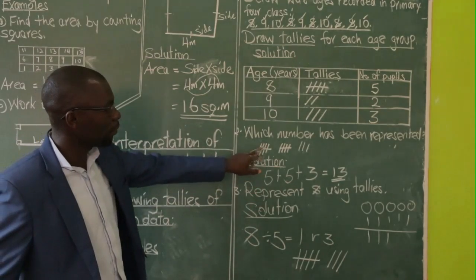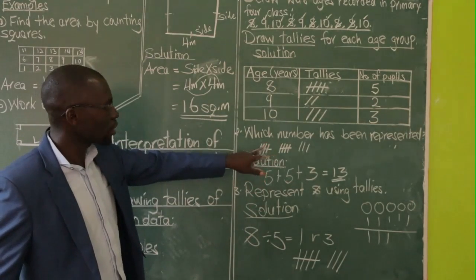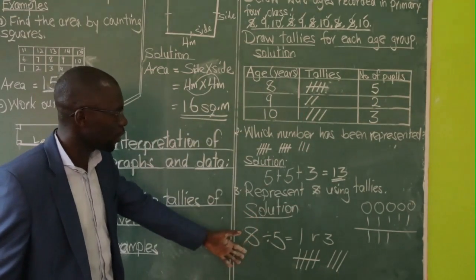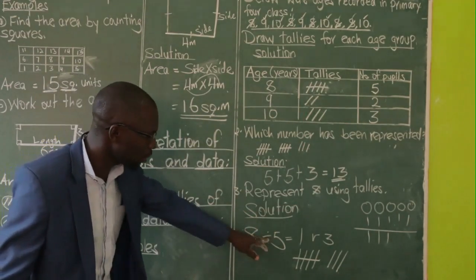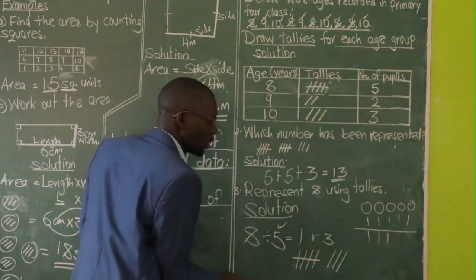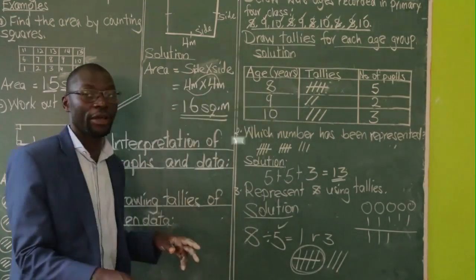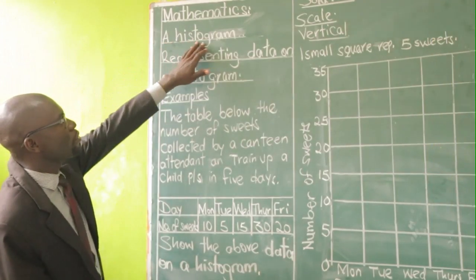And here, if we've been given this number, this is 5 plus 5 plus 3, and then you get the answer. So then here, you have to divide by 5. Why? Because all these ones are typed in 5s. We count them in 5. So that's that. Let's look at a histogram.